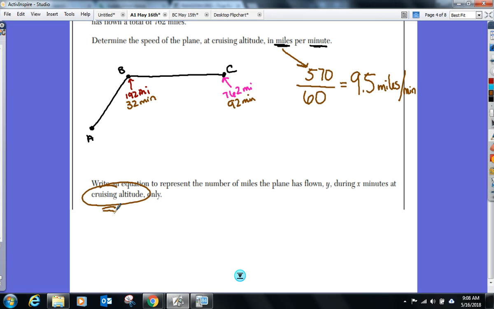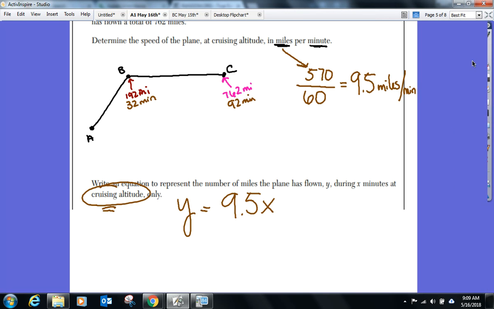9.5 miles per minute. Okay, what are we calling the minutes now? Read the problem. What are we calling the minutes now, Jack? X. So 9.5 times x, the number of minutes, will equal the number of miles, which we're calling y. Y equals 9.5x. Minutes, miles. Any issues so far?